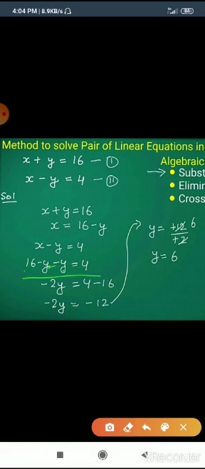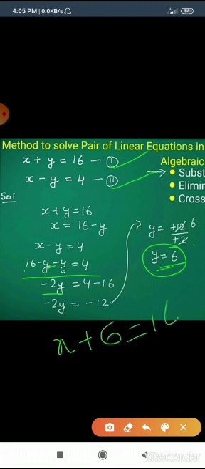Minus y becomes minus 2y is equal to 4 minus 16. Minus 2y is equal to minus 12. y is equal to 6. So here y is equal to 6. We got the value of one variable. How can we get the value of x? By substituting this y is equal to 6 in any of the equations. If we substitute in the first equation, x plus 6 is equal to 16. From this, x is equal to 16 minus 6, which is equal to 10.